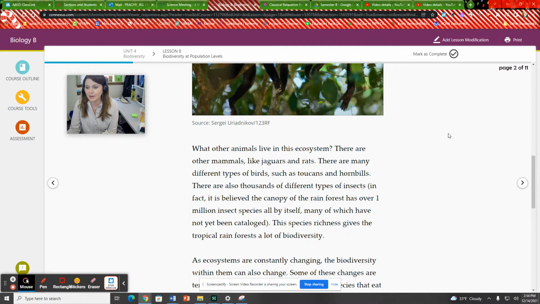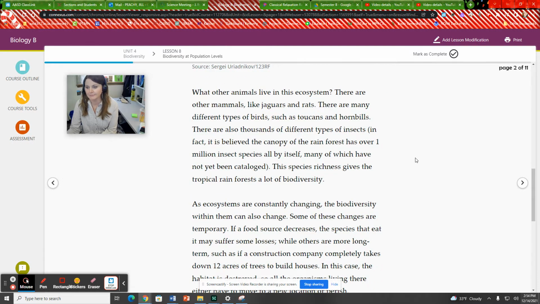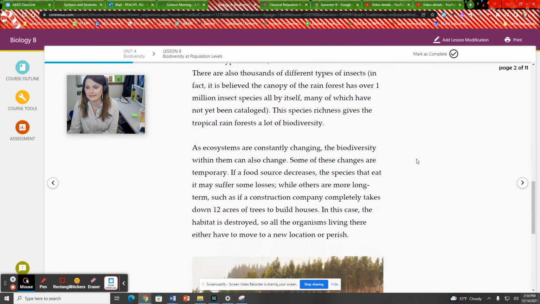There are mammals like jaguars and rats. There are birds like toucans and hornbills. There are thousands, millions of different types of insects. The canopy of the rainforest has over 1 million insect species all by itself, many of which have not even yet been cataloged. The species richness gives the tropical rainforests lots and lots of biodiversity.